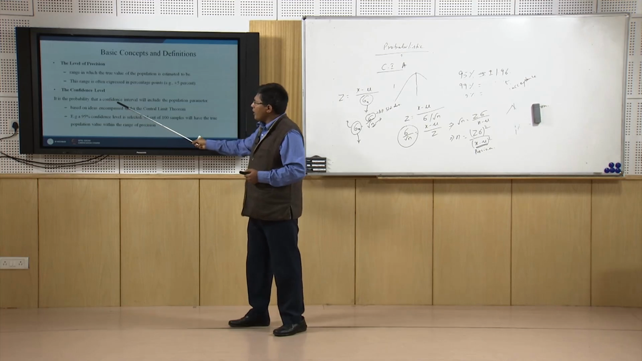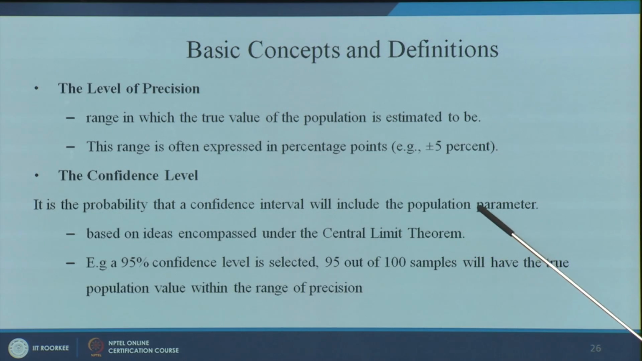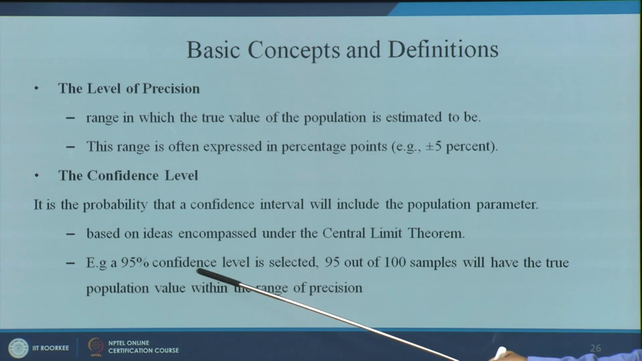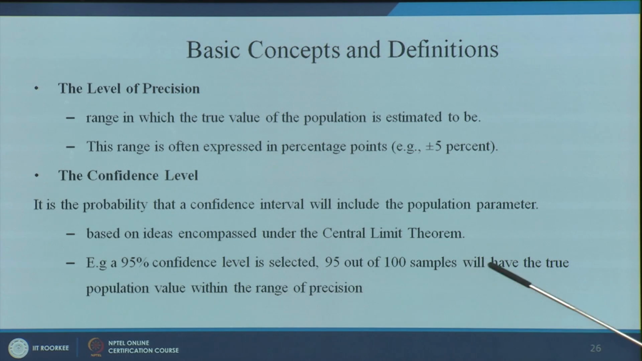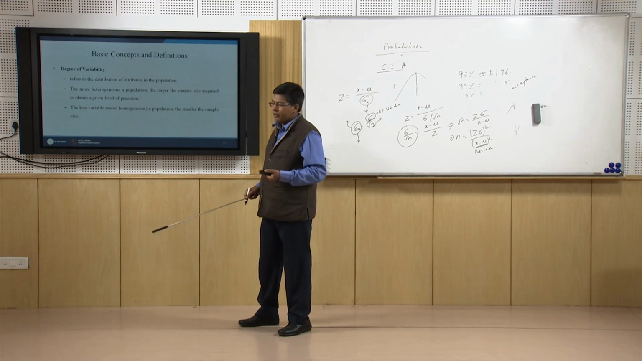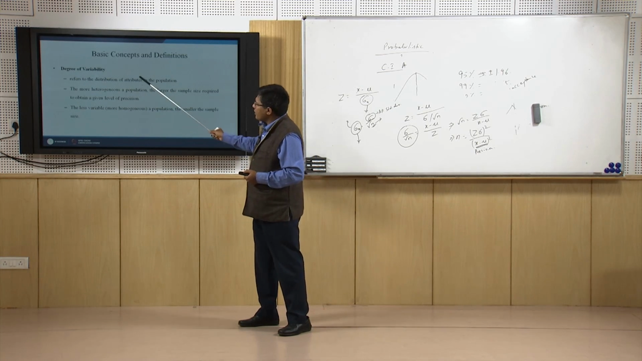Confidence level is the probability that a confidence interval will include the population parameter. So, if a 95% confidence level is selected, 95 out of 100 samples will have the true population value within the range of the precision, and 5 will not. This 5% is what we call the alpha or the type 1 error.